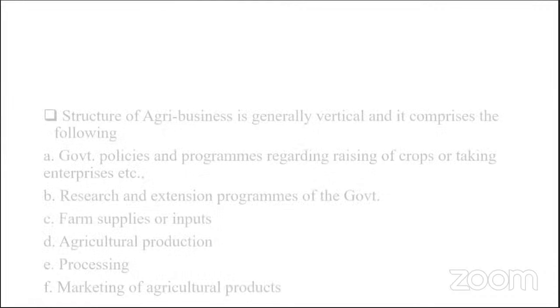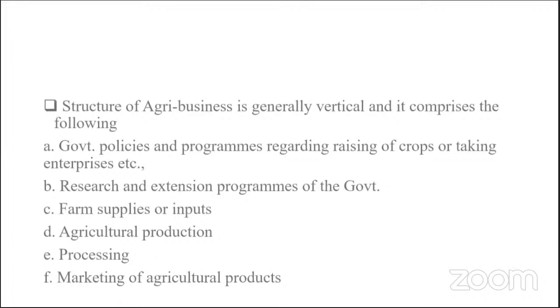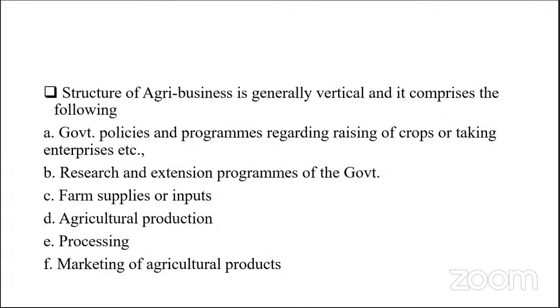Next, moving on to the next dimension: the structure of agribusiness is generally vertical, and it comes as follows. Vertical in the sense that it has to move from the top to the bottom. That is nothing but the Government of India, which has certain rules and regulations. According to that, the policies have to be framed. The Ministry of Agriculture is there, and from that portal all the operations will be coming. These are government policies and programs regarding raising of crops and taking up enterprises, etc.